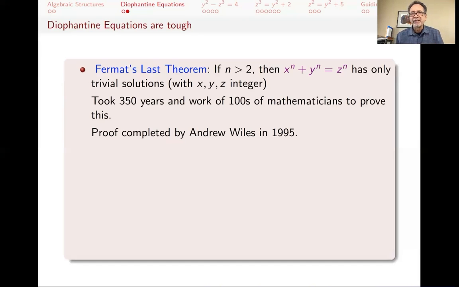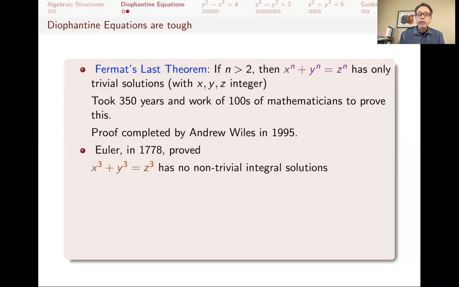This problem, by the way, doesn't have any applications that I know of. The fact that x to the n plus y to the n equals z to the n does not have any solutions doesn't buy you anything. But the effort to solve it actually does, and did. To illustrate why this kind of problem is hard, let's focus on Euler. Euler in the 18th century proved one case of Fermat's last theorem, that x cubed plus y cubed equals z cubed does not have any non-trivial integer solutions.